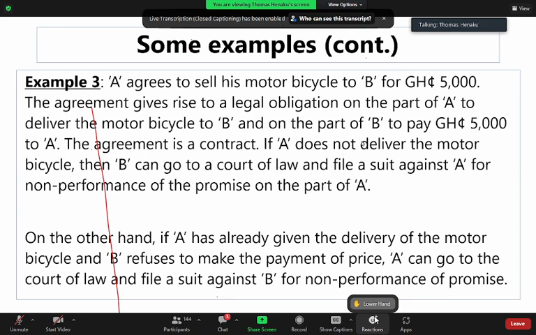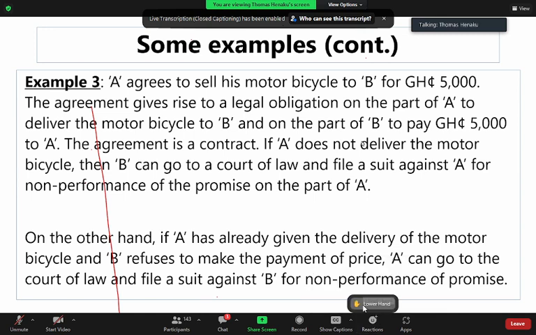Ima Akoto, what do you think? Okay, so it's based on the example you gave. The agreement now turns to a legal obligation, and then in the statement it states that the agreement is a contract. So fantastic. That's the point. You get an indication from the scenario that he says the agreement is a contract.